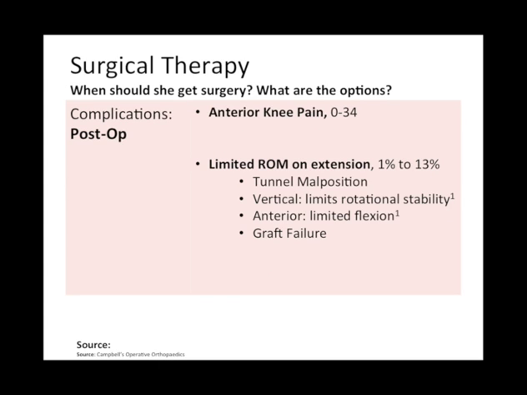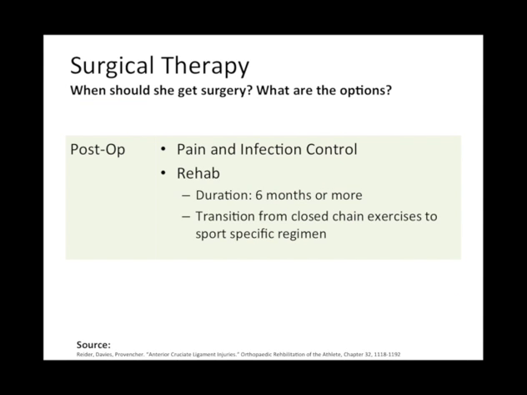Postoperatively, anterior knee pain is a common complaint, occurring in anywhere from 0 to 34% of people. The mechanism is unknown. The other major complication is limited range of motion on extension, which occurs in 1 to 13% of people. That's thought to occur due to tunnel malposition, particularly the femoral tunnel. If the tunnel is angled too vertically, it'll limit rotational stability. And if it's placed too anteriorly, it'll limit flexion. The final complication, of course, is graft failure, which we will consider later.